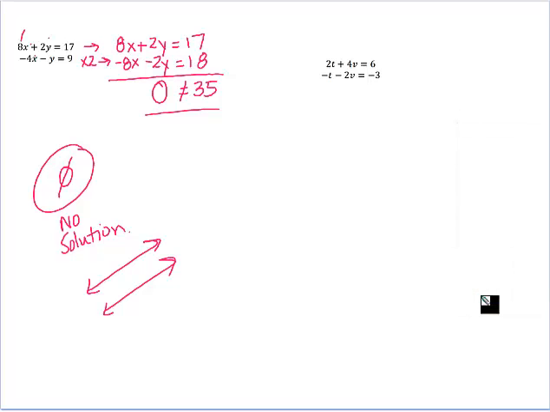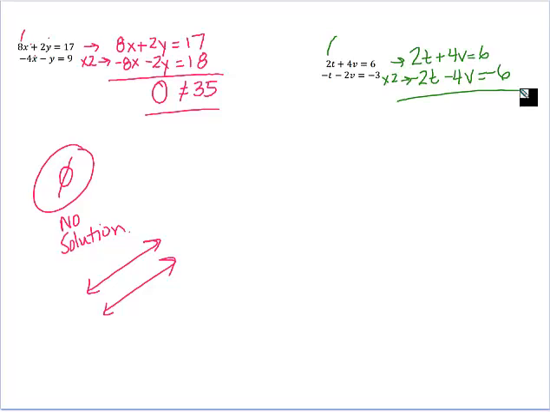All right, and one more example. 2t plus 4v equals 6, and negative t minus 2v is equal to negative 3. I'm going to do elimination here again. I'm going to get rid of my t's. So my top equation I will leave the same. And my bottom equation, to make negative t into negative 2t, I'm going to times it by 2. So I'd get negative 2t minus 4v equals negative 6.